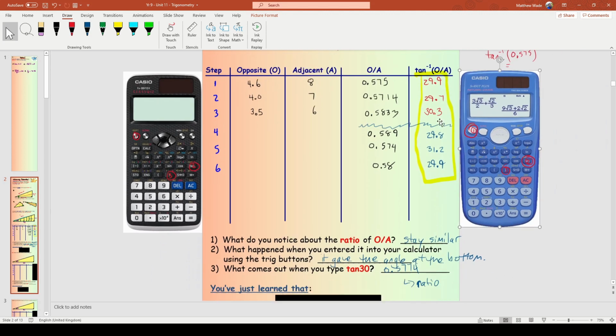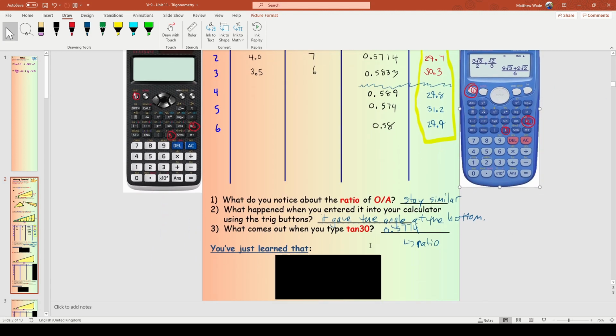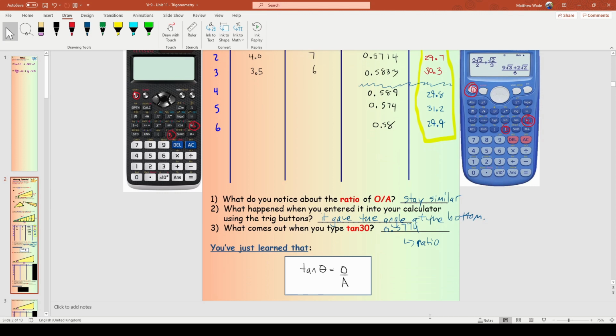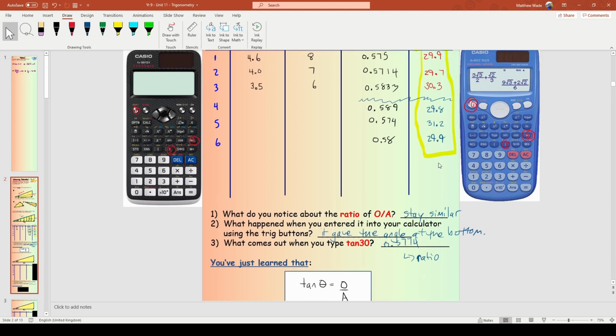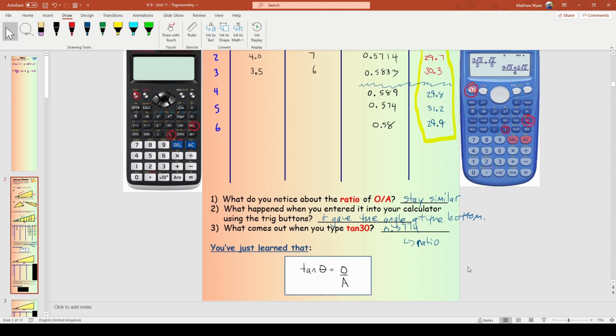Now here you go, you ready? See how it was tan that worked with O over A? Well, here's what you just discovered. Your first ever trig formula. So jot it down for me, my buddies, and put a square around it. The formula you just discovered is this. You just discovered that tan of theta is O over A. So in other words, tan of theta, and theta was the angle, is going to equal opposite over adjacent.